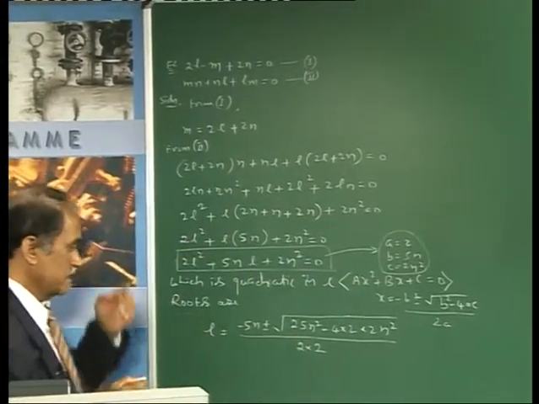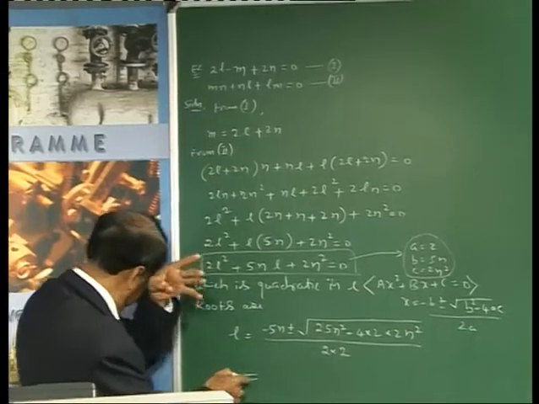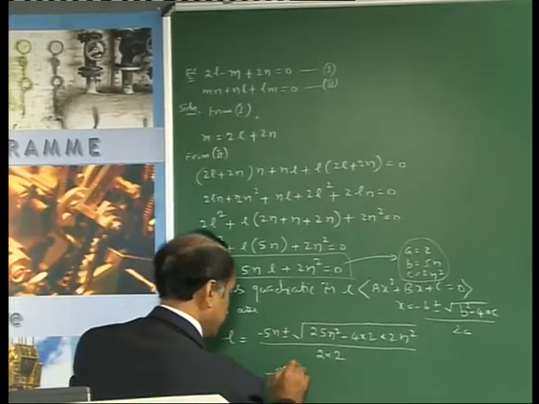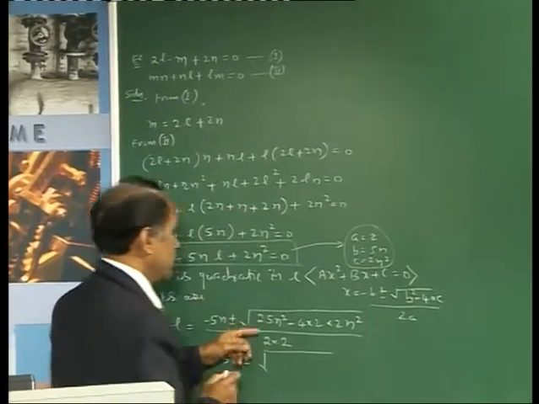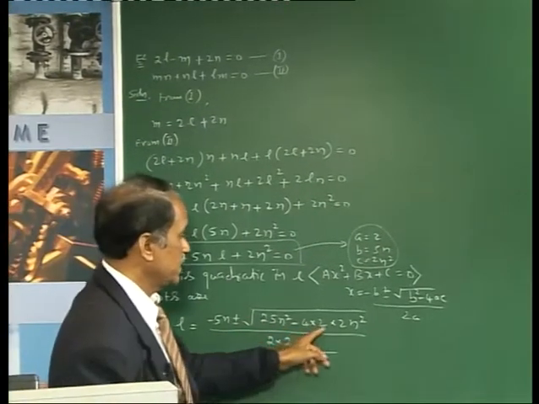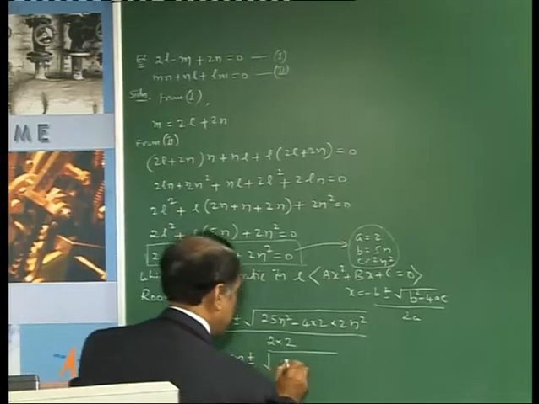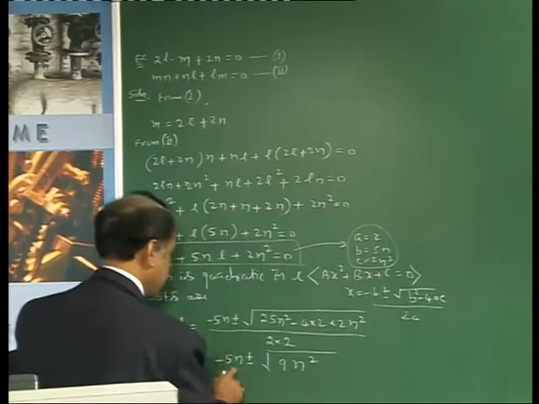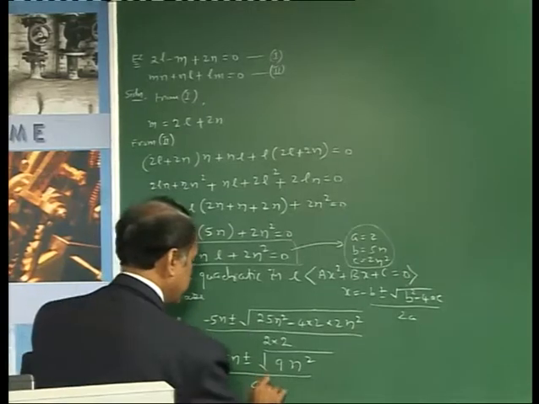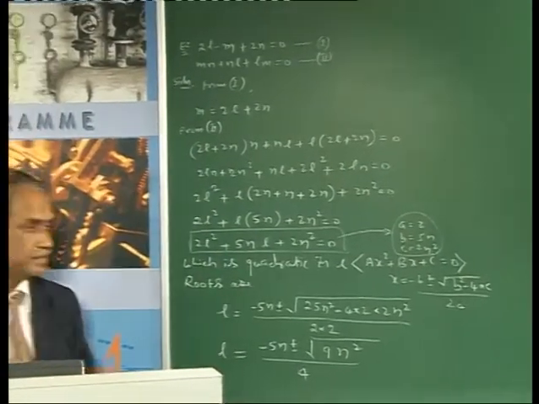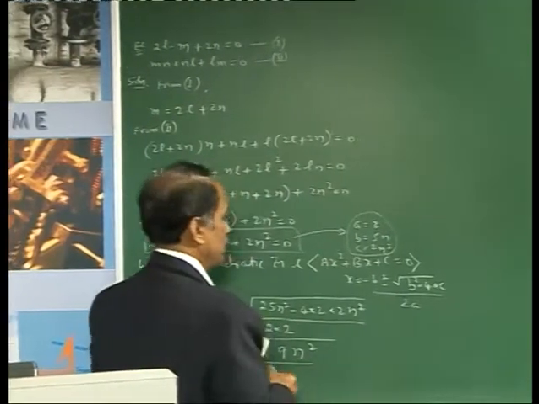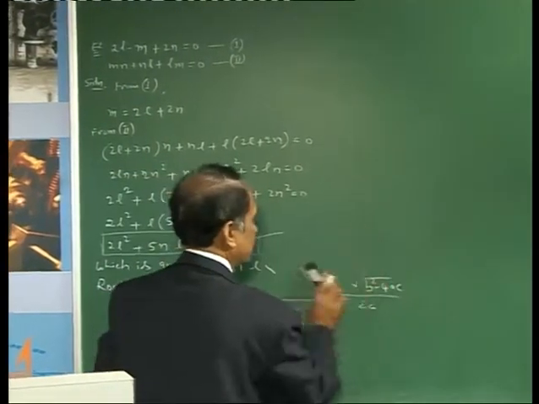Now you have to simplify this. This comes to be minus 5n plus or minus root of 25n² minus 4 times 8, 8 times 2 is 16. Therefore, 9n² is the final simplification. This must be 4 in the denominator. This is for L. Then I will take the further simplification.